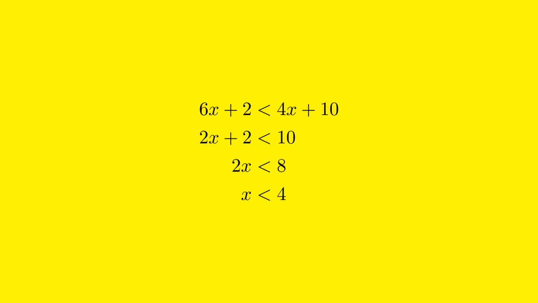Next, we focus on the numerical terms. We have plus 2 on the left and plus 10 on the right. We subtract this smaller numerical term, plus 2, from both sides to balance the inequality. This leaves us with 2x is less than 8.